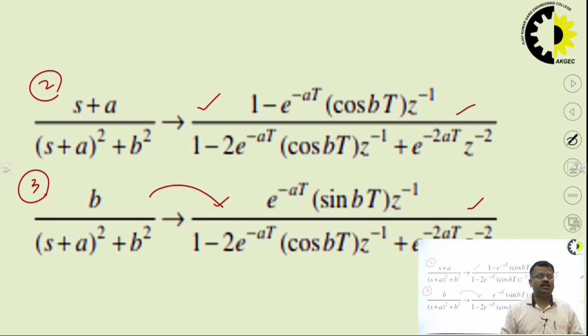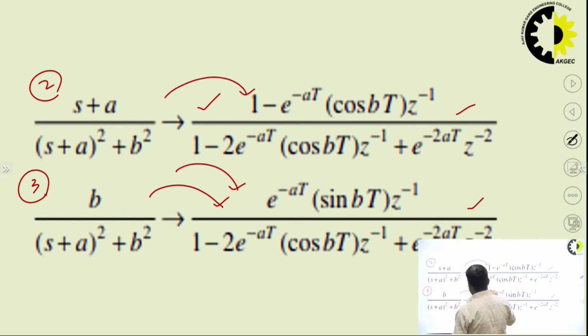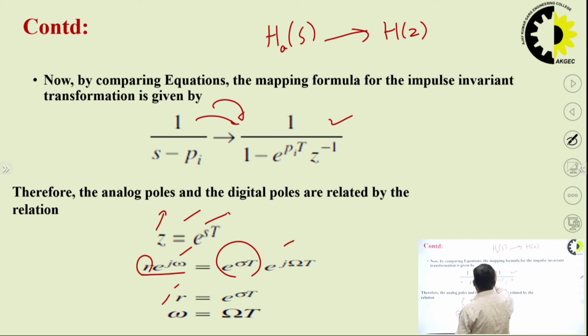by which you can convert your H(s) into H(z), because in the examination either you have to prove these formulas, or any expression H of S is given to you and you have to think which formula will be suitable for that expression, and directly you can put its equivalent, so that you can prepare the H of Z from the given H(s).